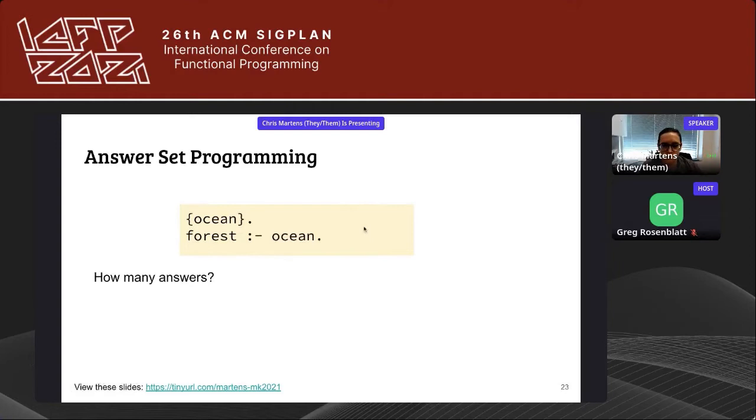So you can set up implications. You can say curly braces ocean, and then you can say ocean implies forest. And if anybody wants to quickly type in the chat your guess for how many answers there are, if you didn't peek ahead in the slides already, go ahead and type that in.